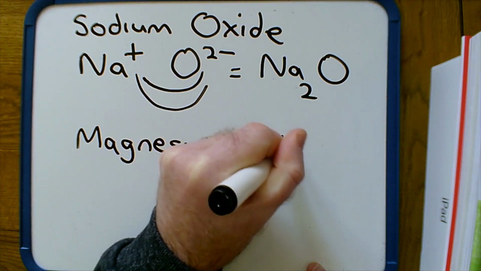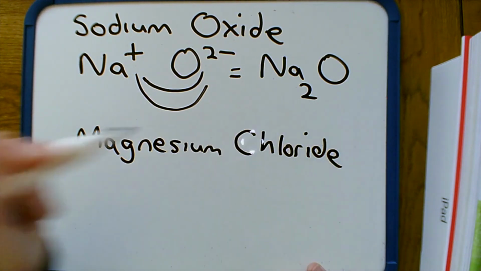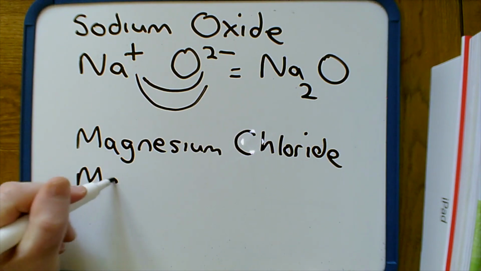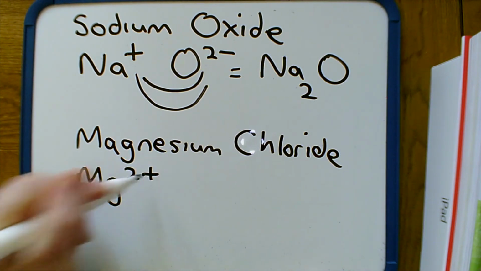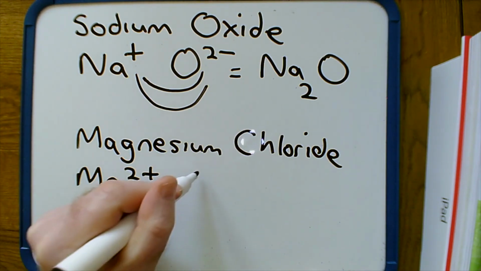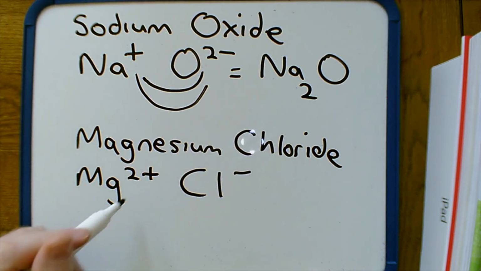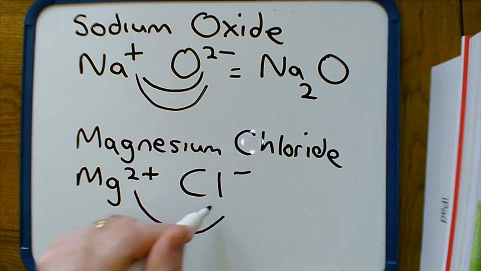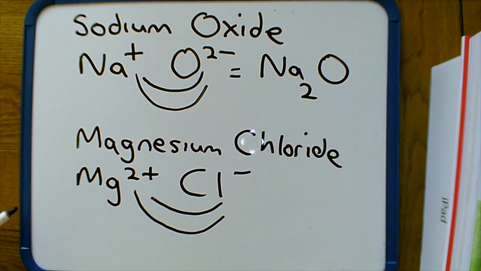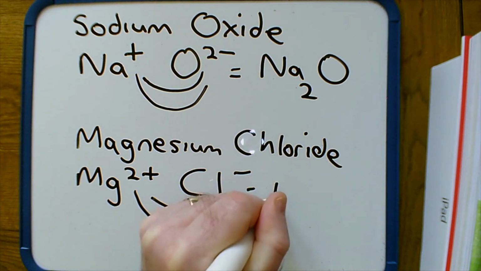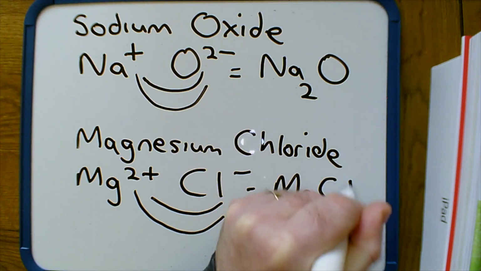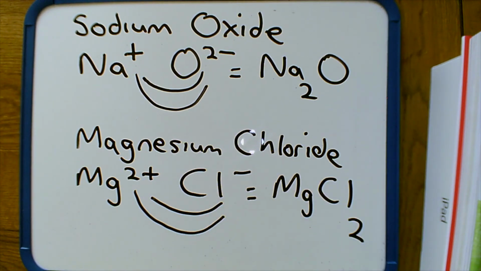And if I was working out the formula for magnesium chloride, magnesium consists of Mg2+ ions, chloride ions are Cl- ions. I can either swap the charges over, so I can swap the 2 from the magnesium and the 1 from the chloride ion, and then the formula is MgCl2, or I just look at this formula and say how many Cl- ions do I need to cancel out the 2+ charge? 2, and that's why the formula is MgCl2.